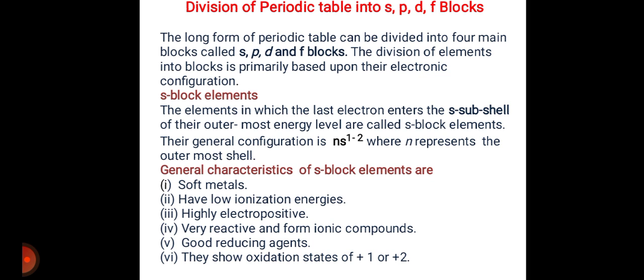So now we can see the division of periodic table into s, p, d and f block elements. The long form of the periodic table can be divided into four main groups, that is s, p, d and f block elements. The division of elements into blocks is primarily based upon the electronic configurations.